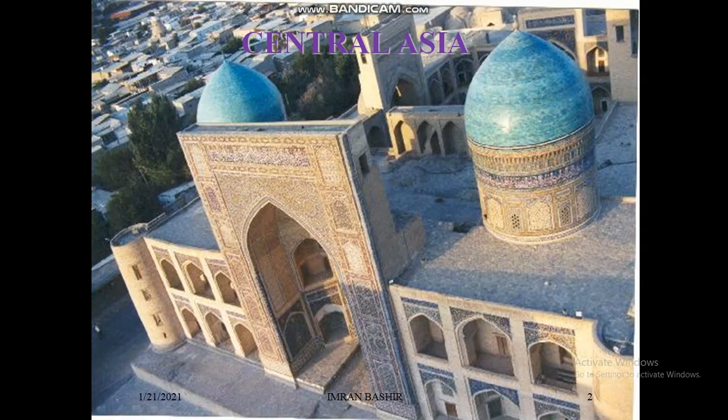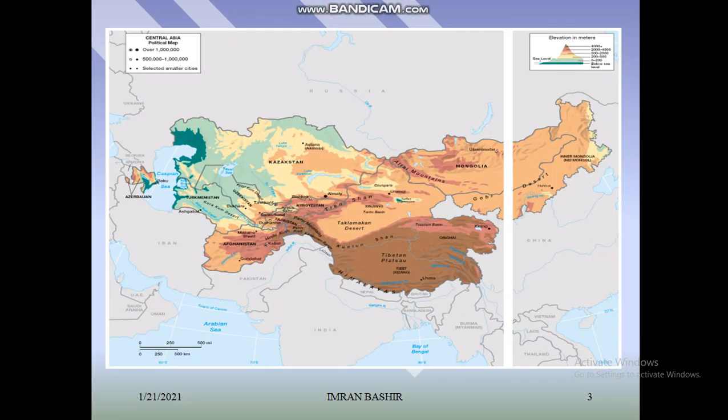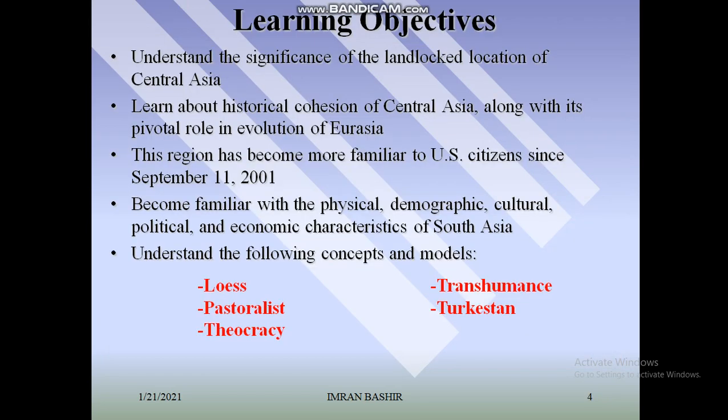So we are going to switch to the Central Asian Republics. This is Central Asia, the map of Central Asia, the former Soviet Union. Learning objective: understand the significance of the landlocked location of Central Asia. Remember that Central Asia is a landlocked region.